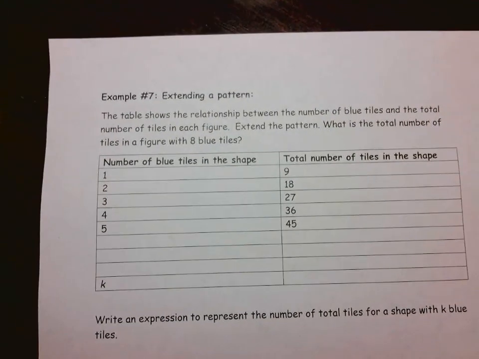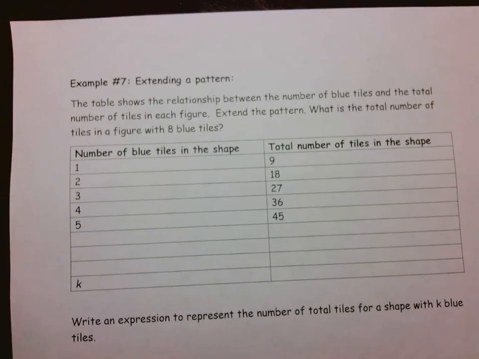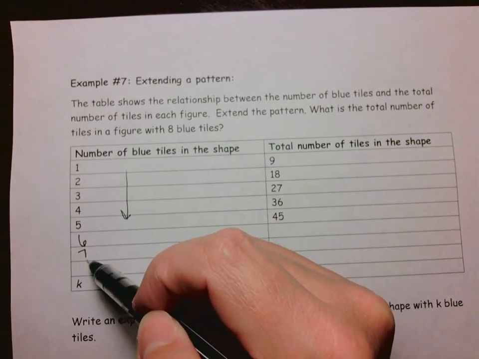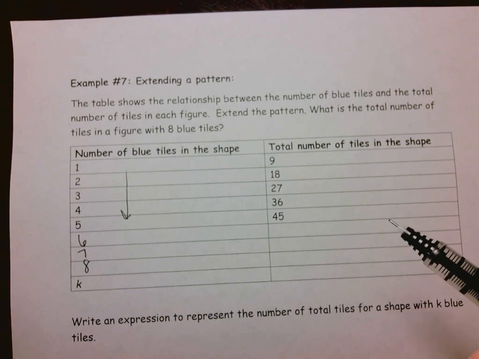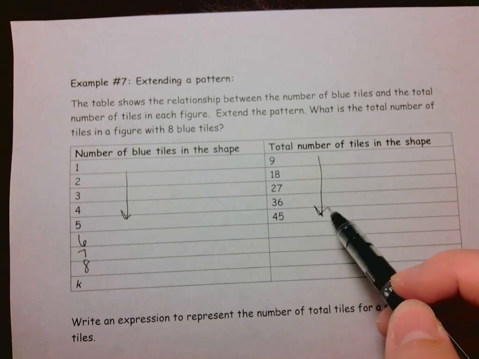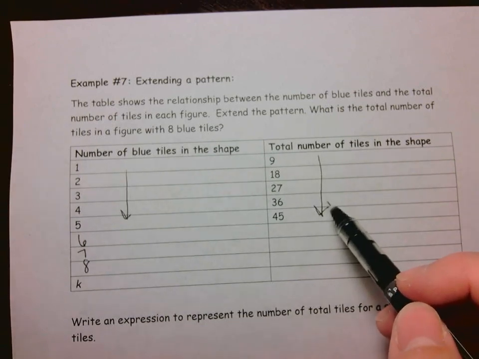And finally, we're going to start talking about extending a pattern. The table shows the relationship between the number of blue tiles and the total number of tiles in each figure. Extend the pattern. What is the total number of tiles in a figure with 8 blue tiles? All right, well first, let's go ahead and extend the pattern. So this is going up by 1. Every time the number of blue tiles in the shape goes up by 1, the total number of tiles in the shape goes up by 9.